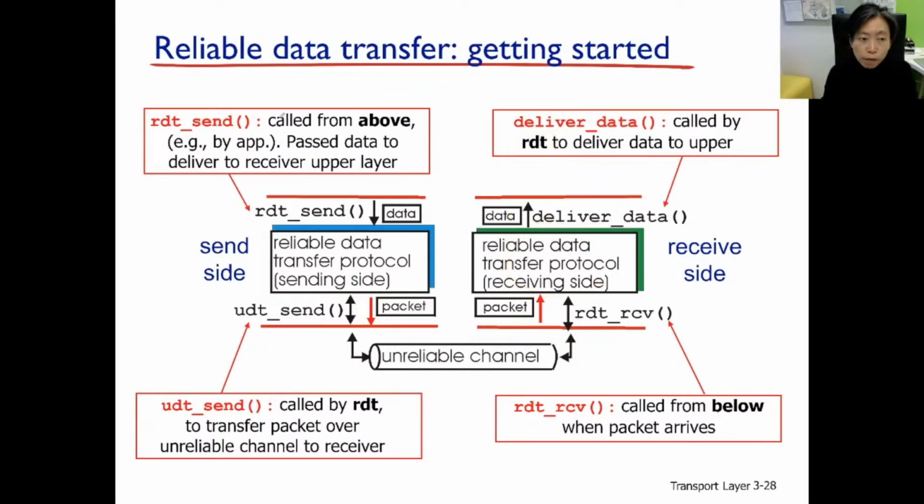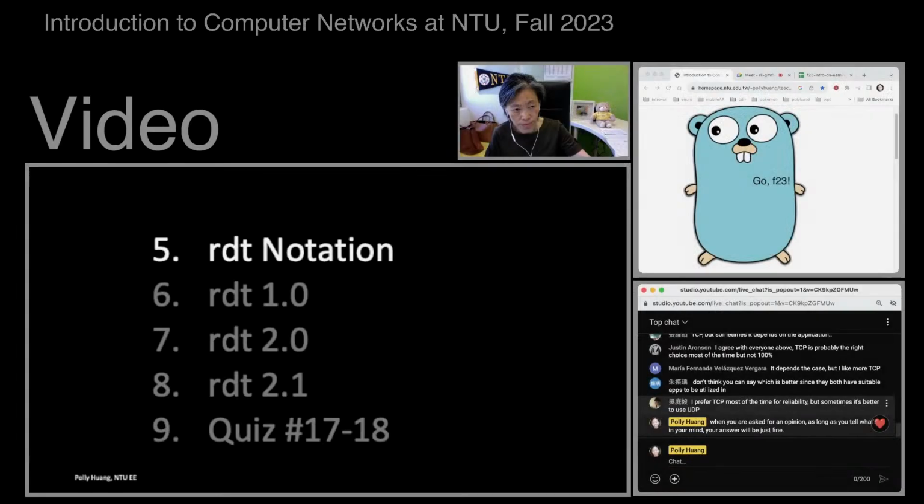So 4 function calls to refer to actions. First, coming from the sending process to the sending RDT. Second, from the sending RDT to the unreliable channel. Third, from the network layer to the receiving RDT. And the fourth, from the receiving RDT back up to the receiving process. All right, so the 4 pseudocode function calls.